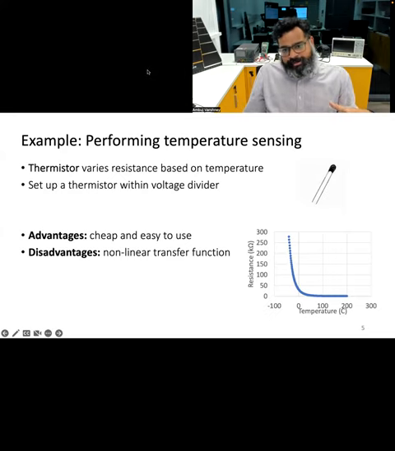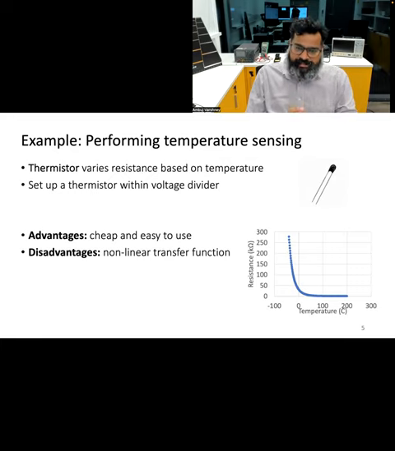So one type of resistive sensor is something called a thermistor. And this is a resistor sensor that has two terminals. It's a simple device similar to the one that we show on the slide. And its resistance varies with the temperature. In fact, its resistance varies in a non-linear curve according to the external temperature.